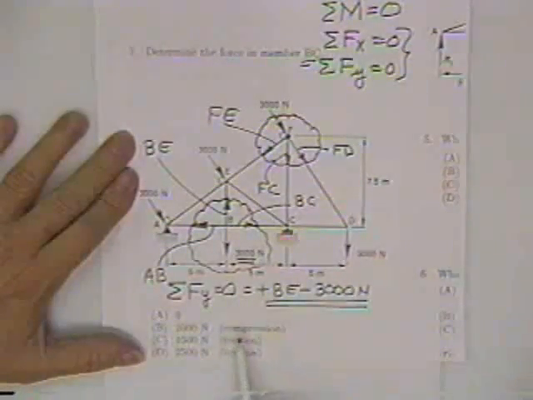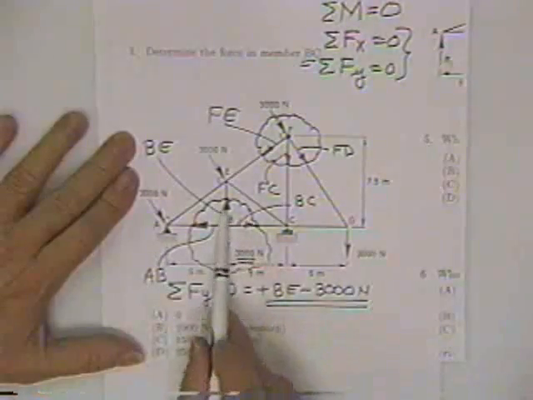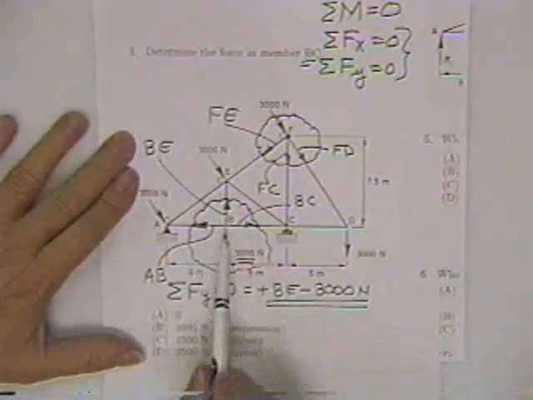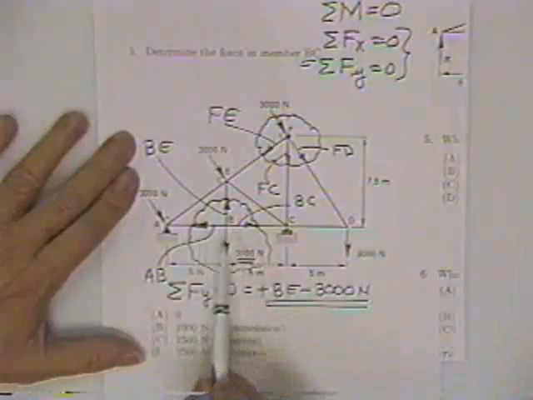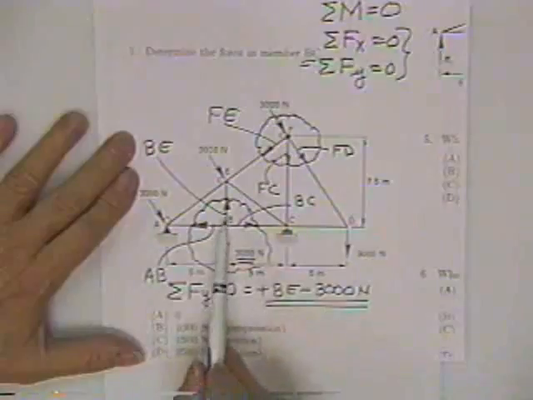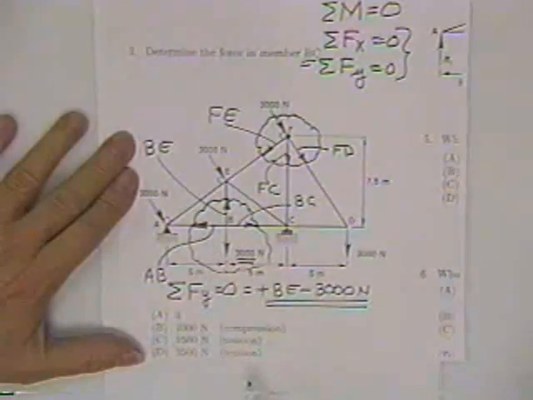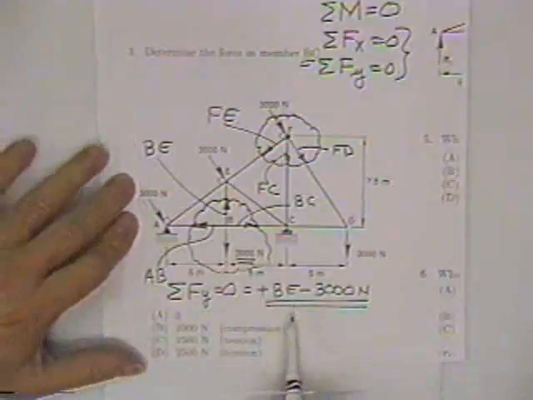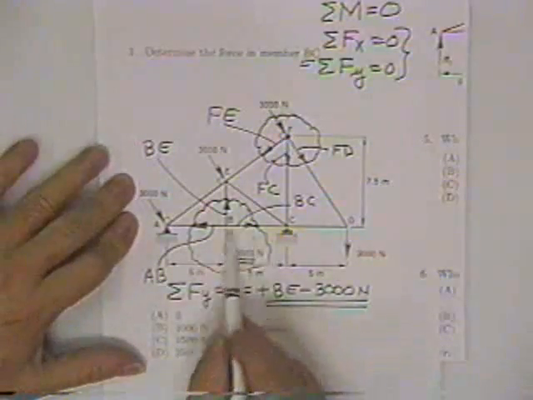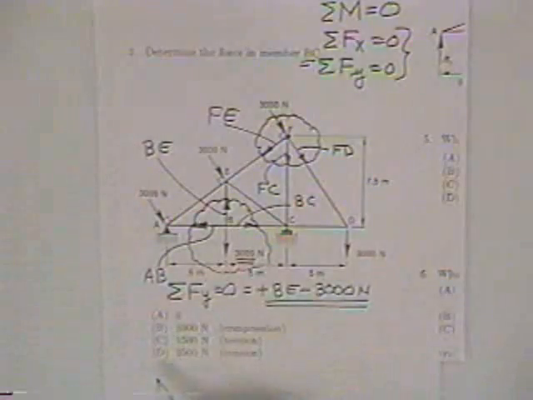My admonition remains the same. If you want to solve for a force like this that is perpendicular to two members, that's a very nifty little question to ask. It takes no time to solve. The answer is immediately apparent. BE is 3,000 newtons. Where is BC? Well, I'm not getting BC out of this thing. No way. So I'll have to do other work to get BC.